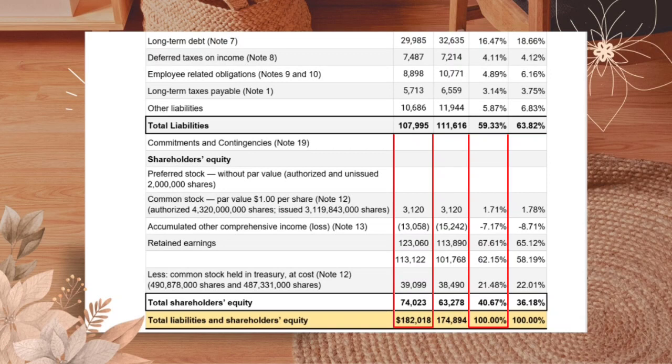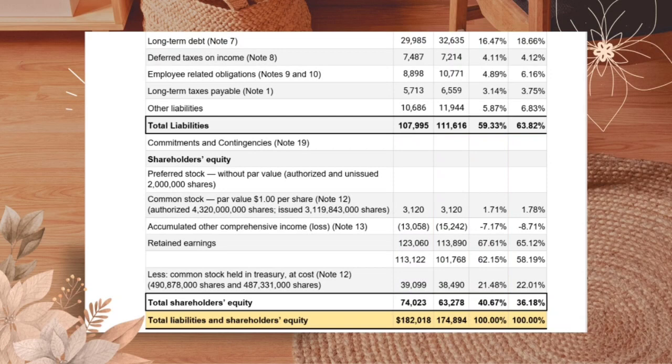Given that we already have the total shareholders' equity of 74,023, let's add it to the total liabilities of 107,995. The result of the total liabilities and shareholders' equity is 182,018. As for the percentage, we are also going to add the total liabilities in percentage, which is 59.33%, to the total shareholders' equity, which is 40.67%. The result of the total liabilities and shareholders' equity is 100%.